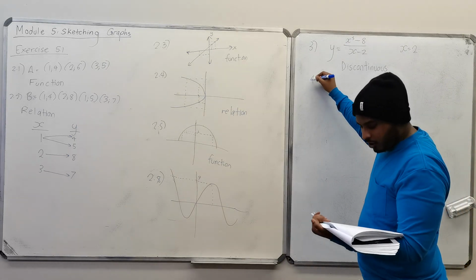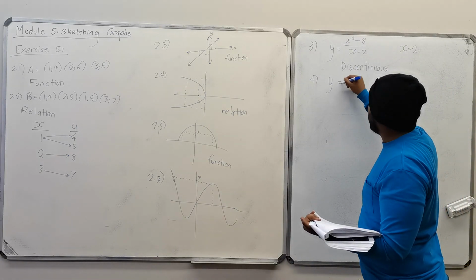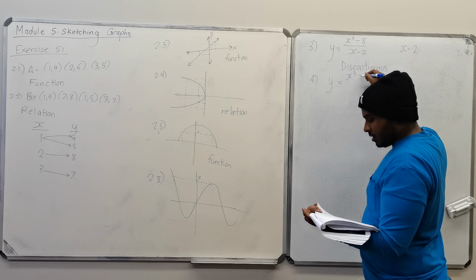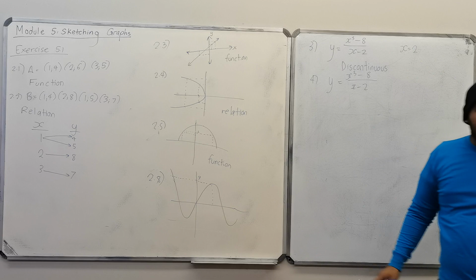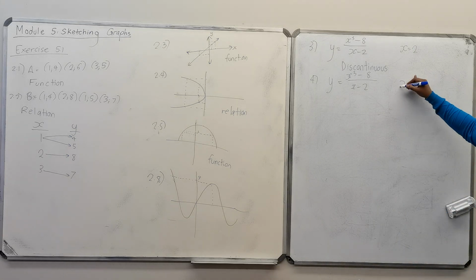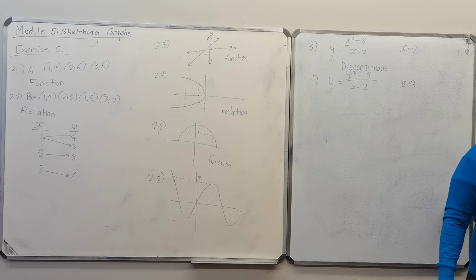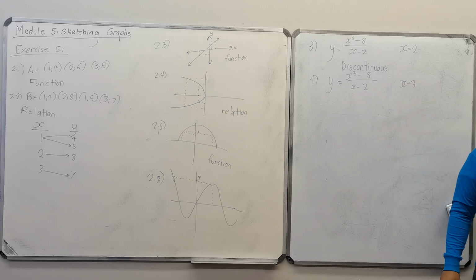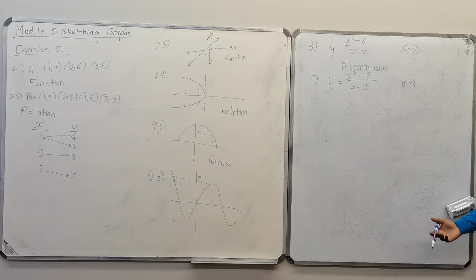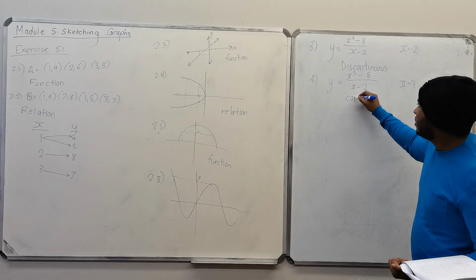Now, in number 4, it's the same equation, but now they're asking you at x equal to 3. Is the graph continuous or discontinuous? So you substitute this x value in your denominator. 3 minus 2 is 1. So it will be continuous because you're not dividing by 0.